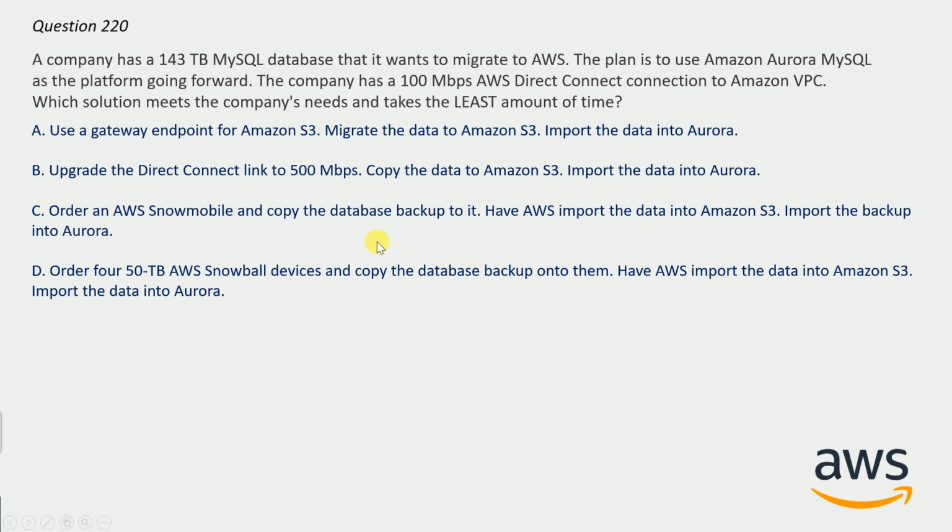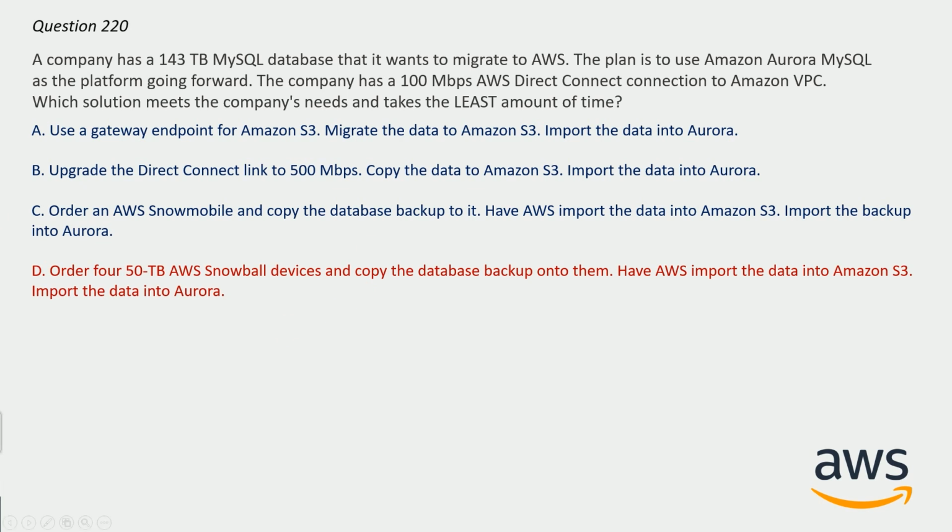Take your time to guess the correct answer. And let me reveal the correct answer for you. The correct answer here will be option D. Order 50 TB AWS Snowball devices and copy the database backup onto them. Have AWS import the data into Amazon S3. Import the data into Aurora.